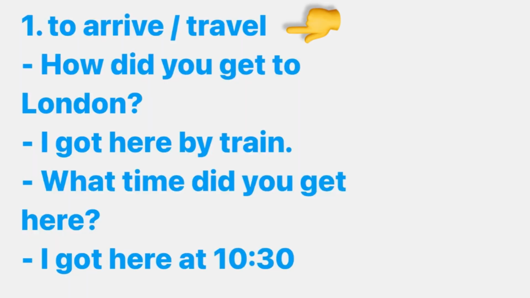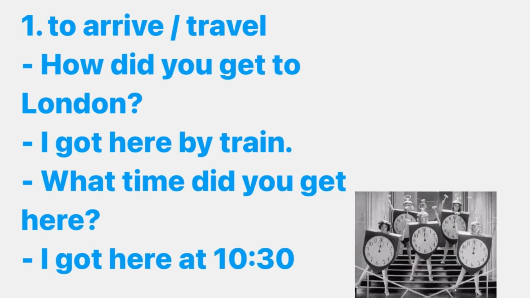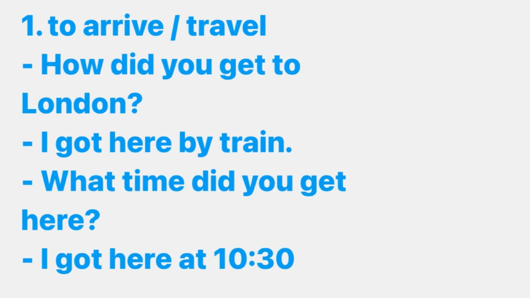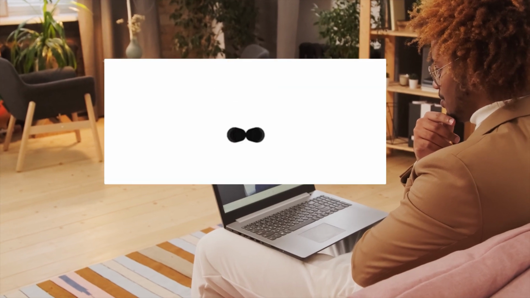So the first one, to travel or to arrive, very similar. How did you get to London? I got here by train. Now this could mean, how did you travel to London? I travelled here by train. Then we have, what time did you get here? I got here at 10:30. Well, in this case, get means arrive. What time did you arrive here? I arrived here at 10:30.